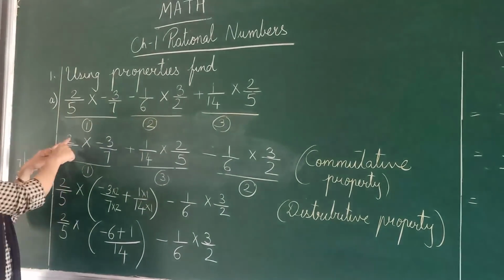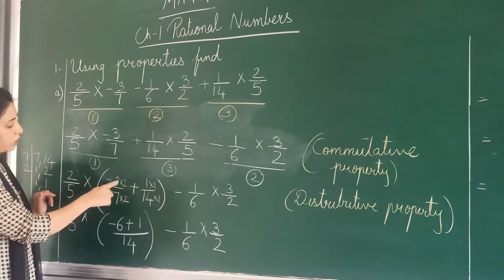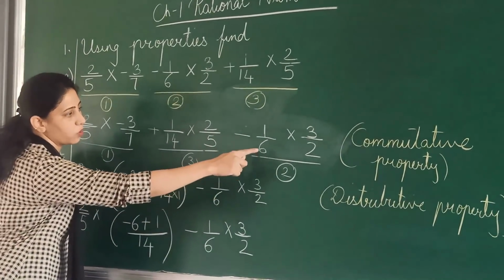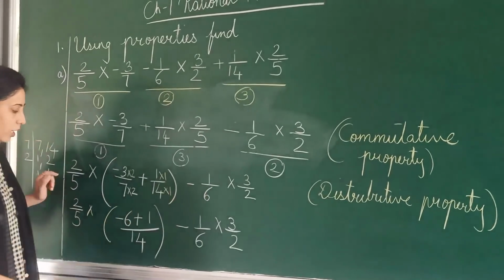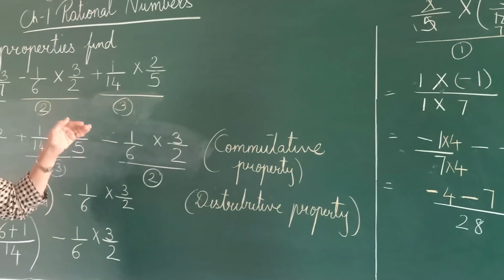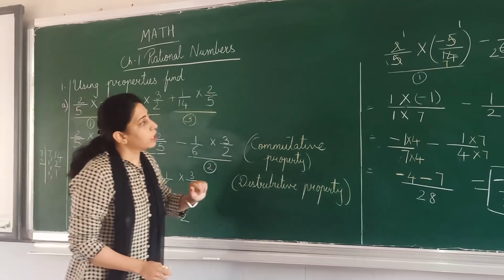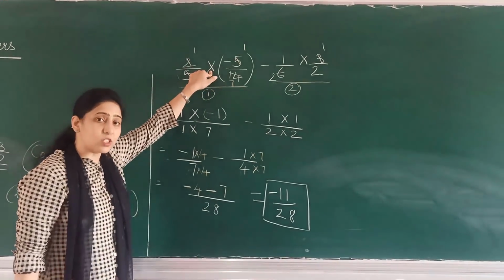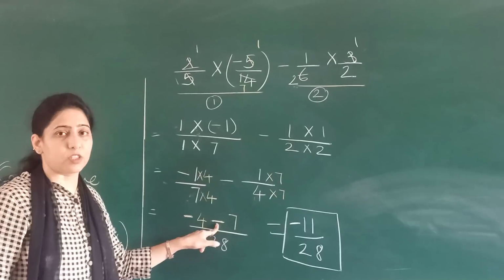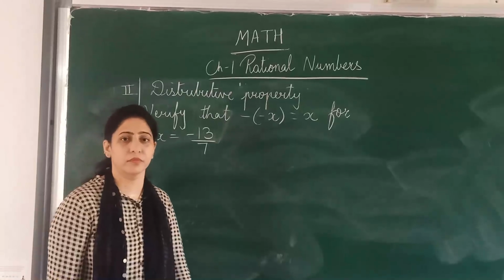Distributive property, now you can see here 2 upon 5 is repeated. So we have taken it as common and then minus 3 upon 7 plus 1 upon 14 have come in the bracket. And the rest, minus 1 upon 6 into 3 upon 2, as it is you have to write. And then you have to do the calculation over here. Now, what concepts we have covered in this sum? Two properties we have used, commutative property, distributive property. Then we have done the multiplication of rational numbers, which we have already studied. And even the subtraction of rational numbers. And even we are finding out the LCM. So all these concepts we have used in this sum.